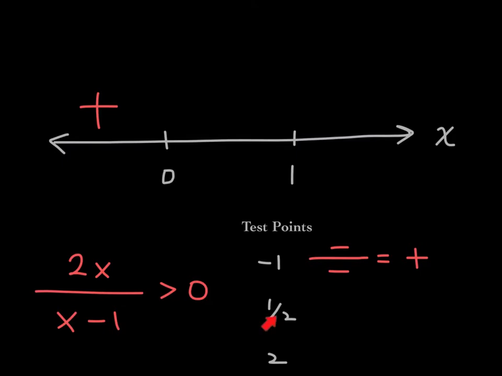That is to say, to the left of 0, the graph will be above the x-axis. Now let's do 1/2. When I plug in positive 1/2, I don't want to do all the arithmetic, just follow the sign. You're plugging in a positive number, so the whole numerator is positive.